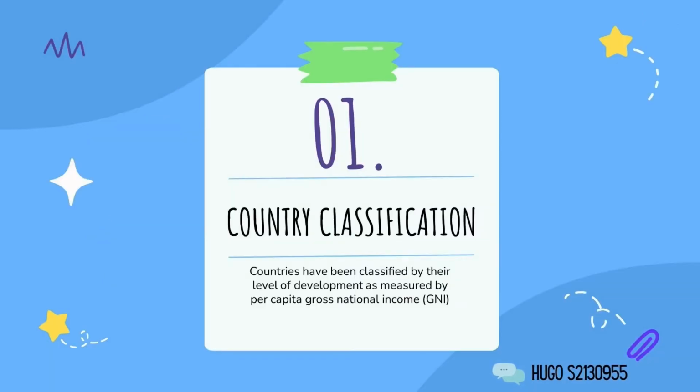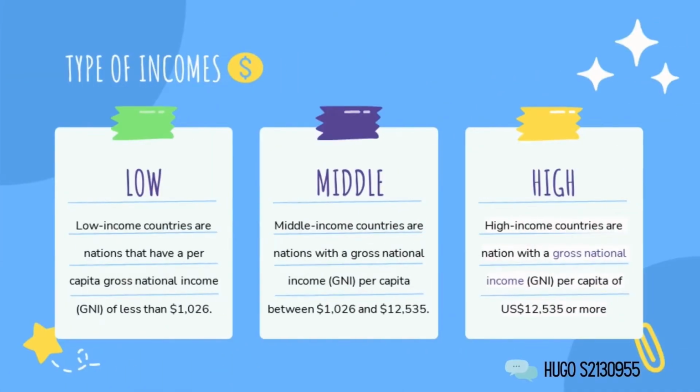We classify the countries into a few categories based on type of income and development of the countries. We divide the countries into low income, middle income, and high income countries. Low income countries have GNI per capita that is less than $1,026, whereas for middle income countries it ranges from $1,026 to $12,535, and it is more than $12,535 for high income countries.